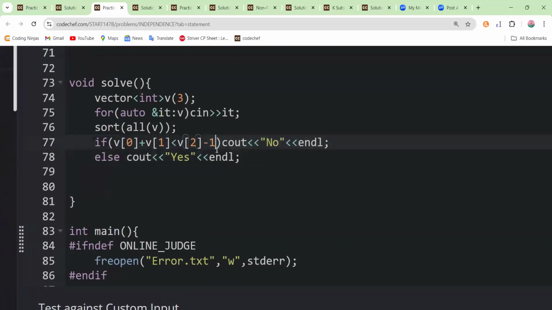Is this thing clear? Anyone having any doubt in this? V of 2 is the maximum value since we sorted the vector. All V means V dot begin, comma V dot end. This is something that is defined in my template. Okay. Anyone else having any other doubt, or should I move on?